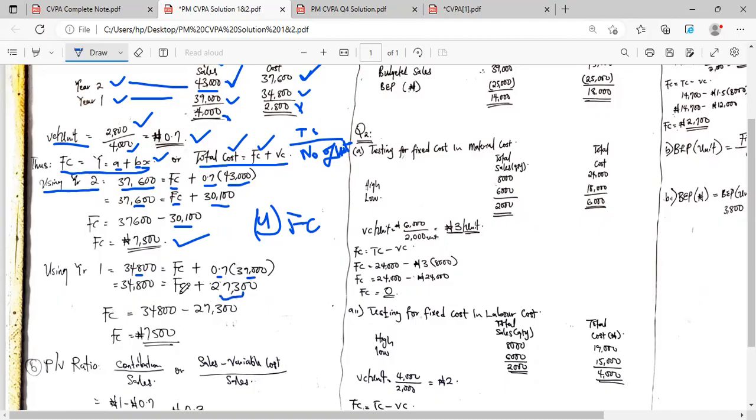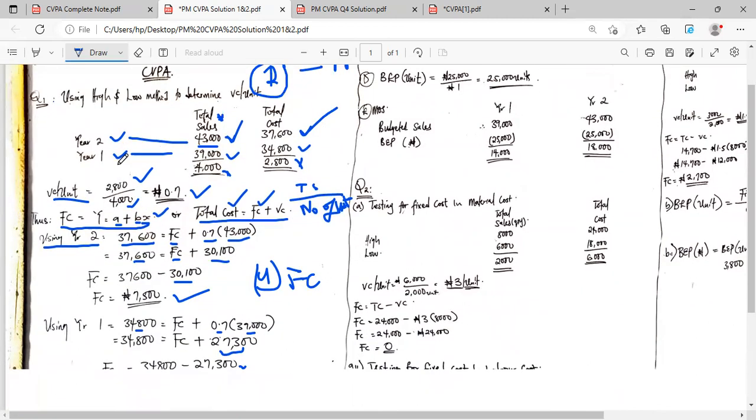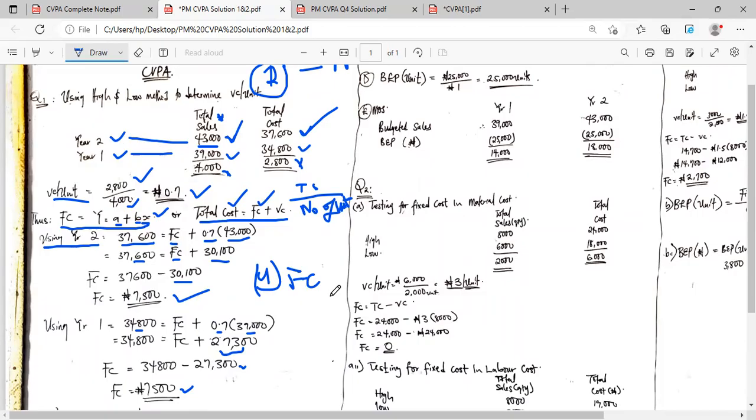27,300. My fixed cost, I'll make fixed cost stand on its own. It will be equal to what? 34,800. This plus will change to minus 27,300. So my fixed cost will still give me what? 7,500. So whichever way, whether you are using year 2 data or year 1 data, your fixed cost is always fixed. Are you following?